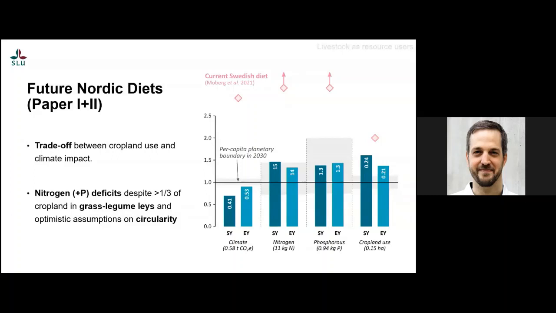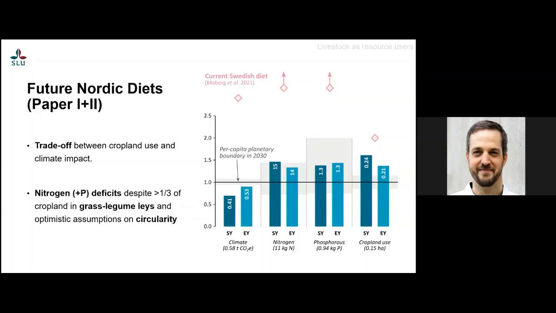I also put in figures here from a recent study by a colleague of mine here at SLU. And while these studies are not directly comparable method-wise, I think it still clearly shows that this type of scenarios would considerably reduce both greenhouse gas emission and cropland use, despite the switch to organic farming, which means lower yields.